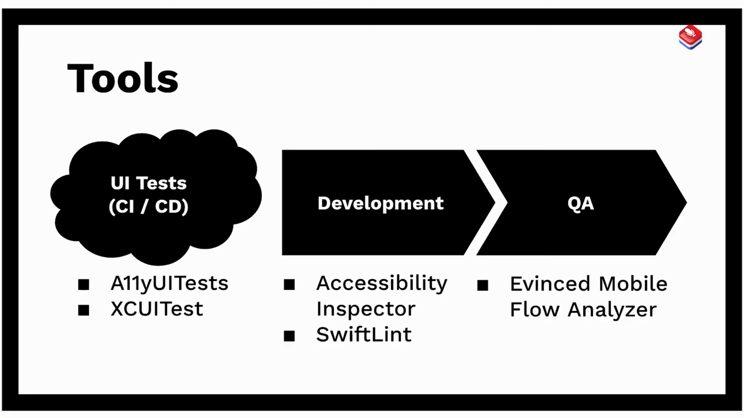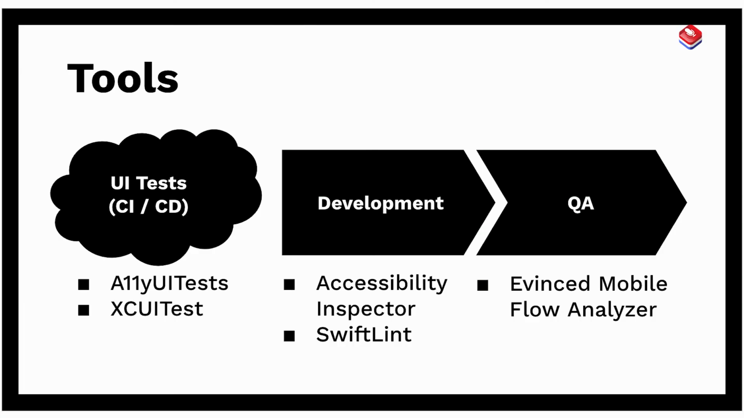If we take a look at all of the tools that I talked about here on one slide, you have your UI tests with or without the extension. Those could be running on your CI, hands off, before you release a new version or before you merge something. Then during development, every time you think of launching your unit tests, you could run some audits with Accessibility Inspector. And during QA, you can add this extra layer and use the Evinced Mobile Flow Analyzer to check again and make sure nothing has slipped through the cracks.